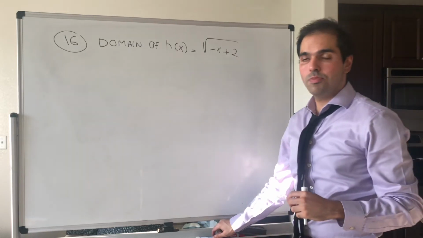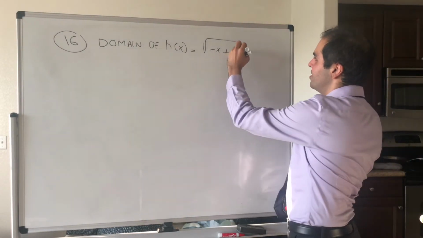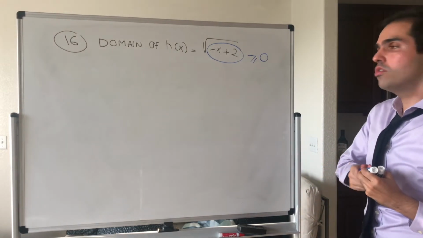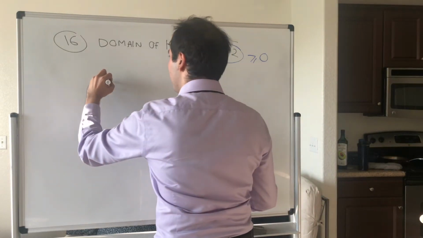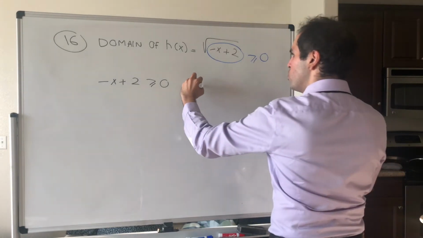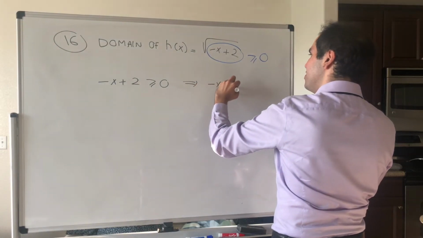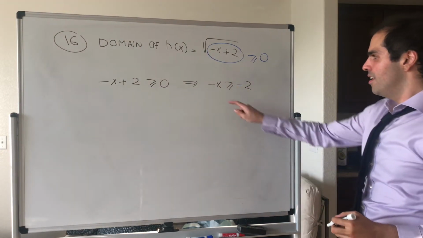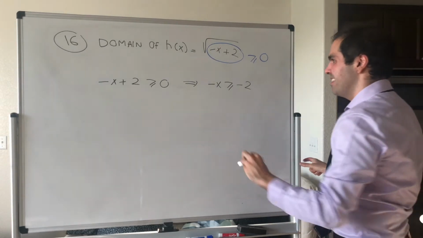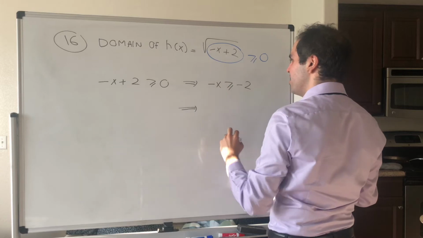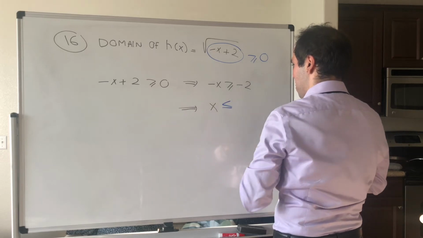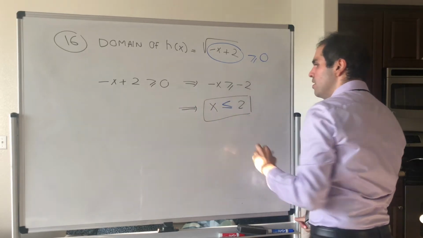All right, again, similar in spirit. Let's find the domain of h of x, which is square root of minus x plus 2. So here again, you want the number under the square root to be non-negative. So you want minus x plus 2 to be greater than or equal to 0. So you want minus x to be greater or equal to minus 2. And very important, whenever you flip the sign, you have to flip the middle part as well. So if minus x is greater or equal to minus 2, this tells you x is less than or equal to 2. So that is the domain.